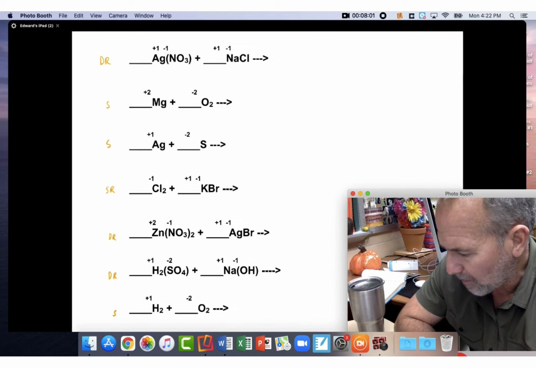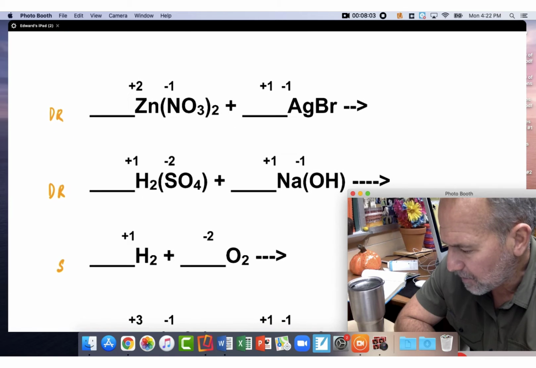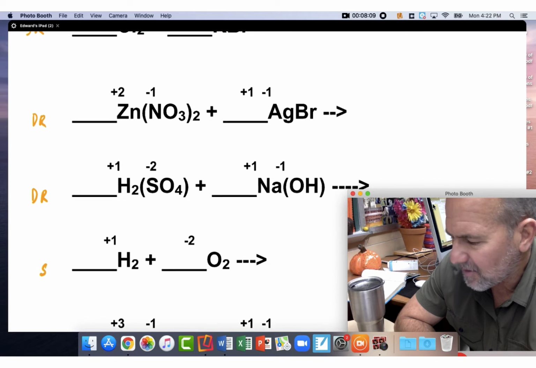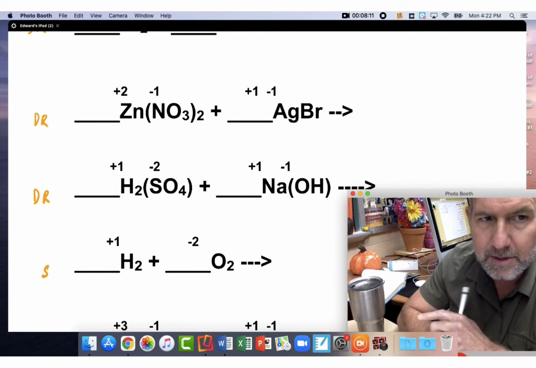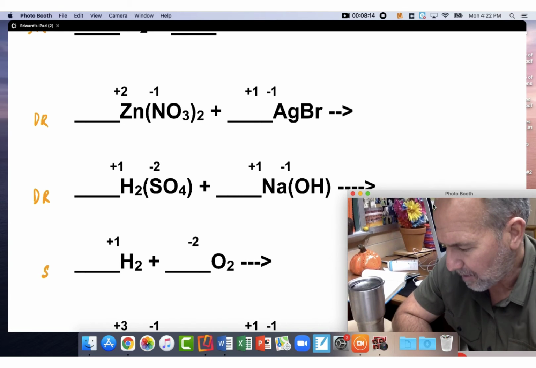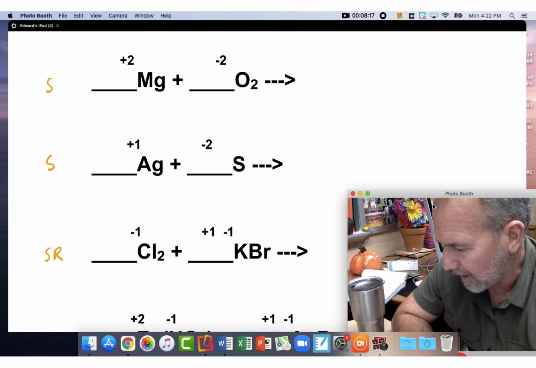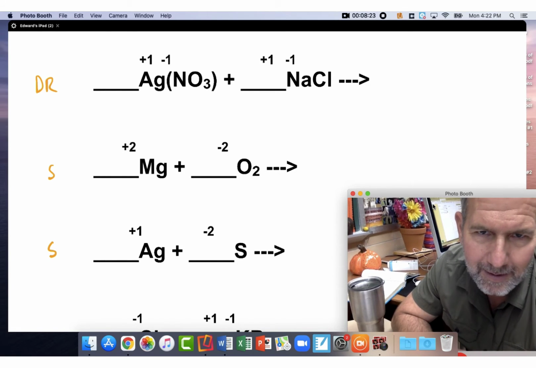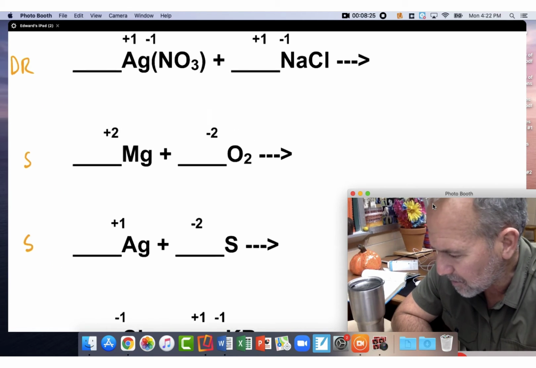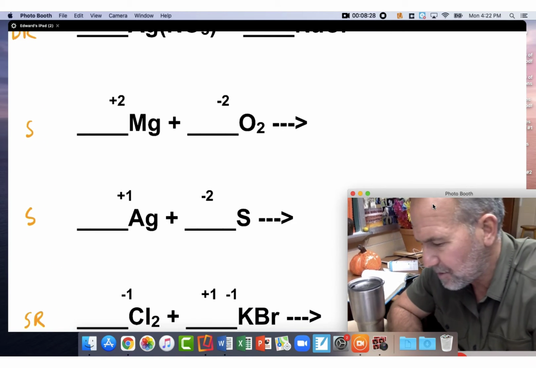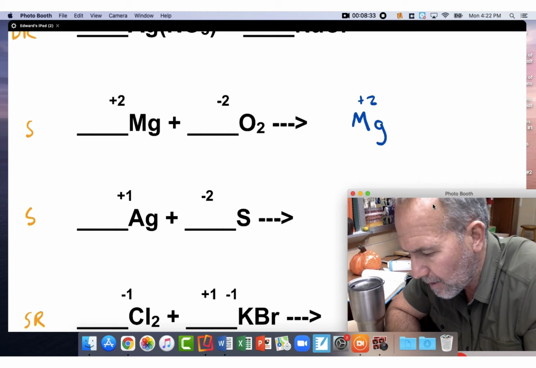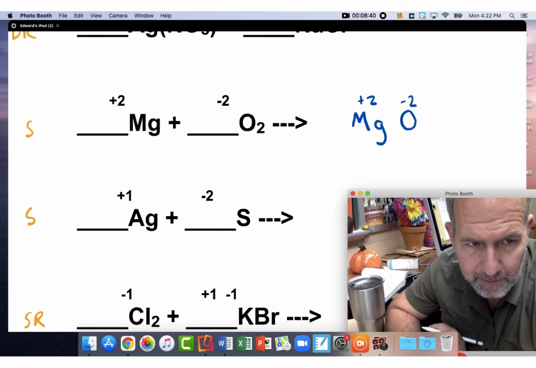Now, some of these double replacements, you're going to have to, should I do one? I'll let you figure it out. You're going to have to do your crisscrosses and your charges. You're going to have to do all that stuff. I want to pick one that you'll have to do that's not a, oh my, OMG? No, MgO. This is a synthesis reaction here. Mg is plus 2. Oxygen is minus 2. Now, subscripts.